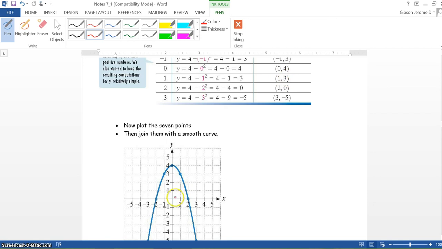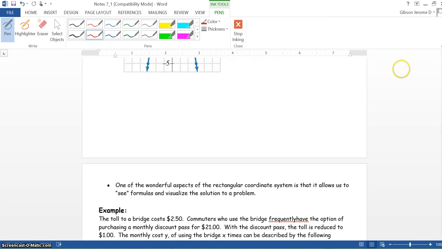Then next we had 1, 3. Start at the origin, go to the right 1, and up 3. Next we had 2, 0. We would start at the origin and go to the right 2. And then finally we had 3, -5. We would start at the origin, go to the right 3, and down 5, and plot our point.